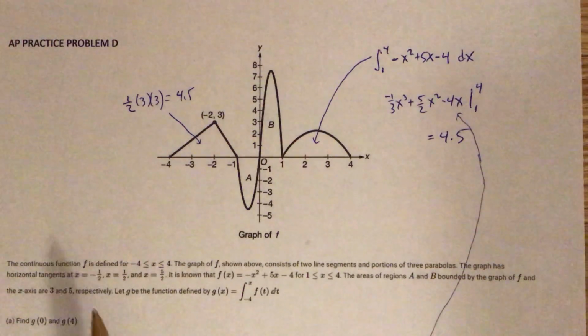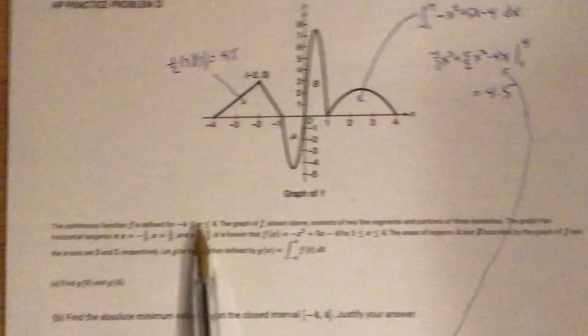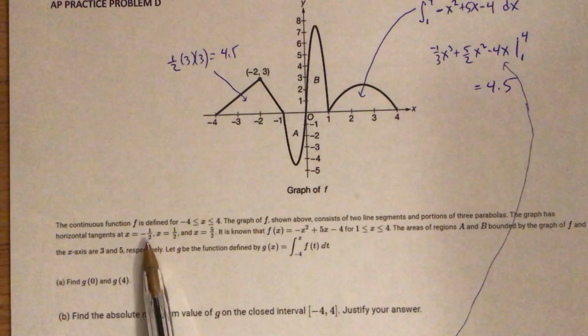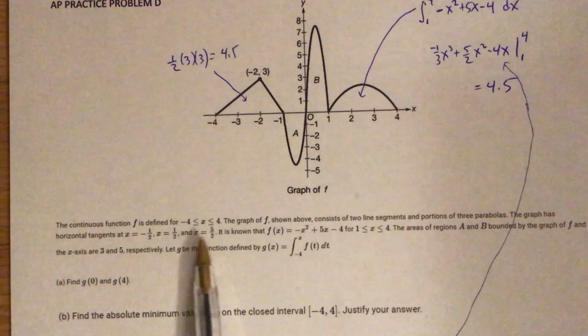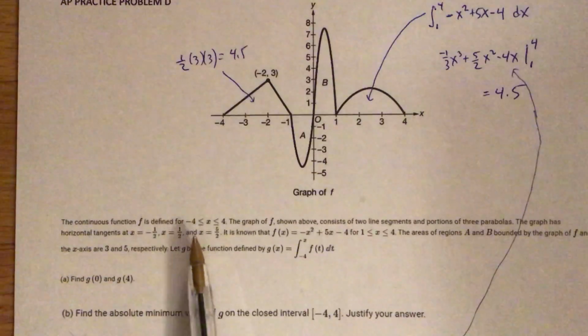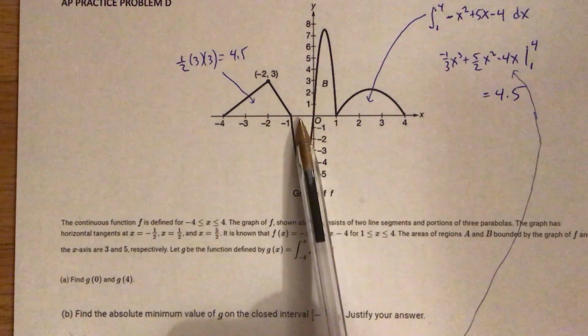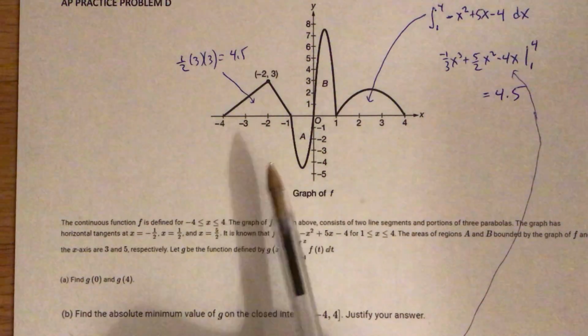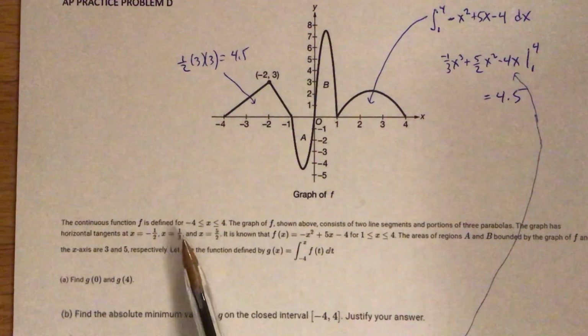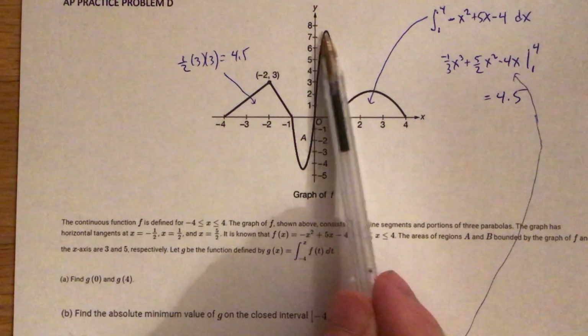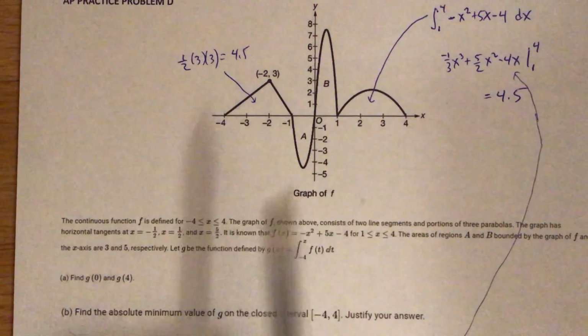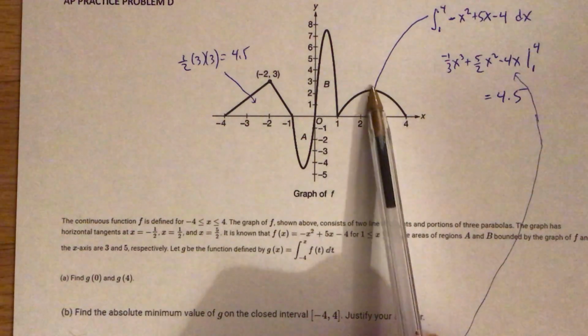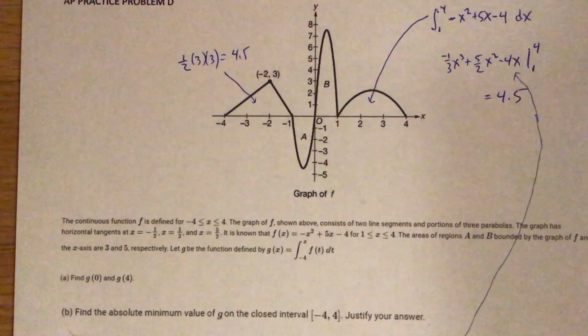I think the only other things that come into play here, they tell us where there are 0 tangents, basically where the maxes and mins are. They tell us that they occur at -1/2, which makes sense. At 1/2 also makes sense in the middle of this parabola. And at 5/2 in the middle of this parabola, at 2.5. All right, so that comes in at the end.